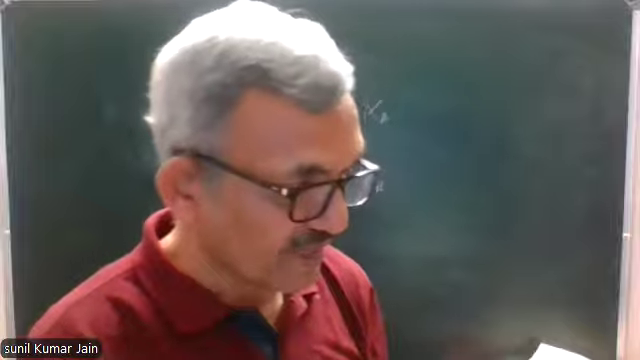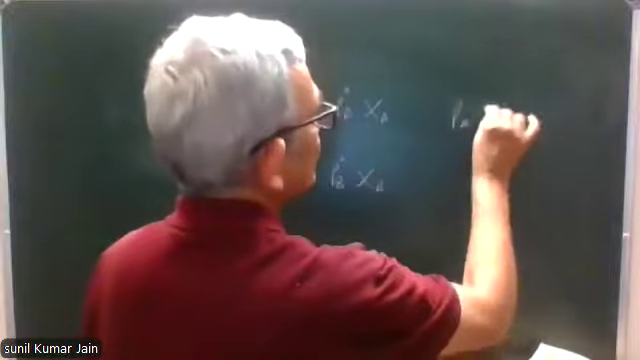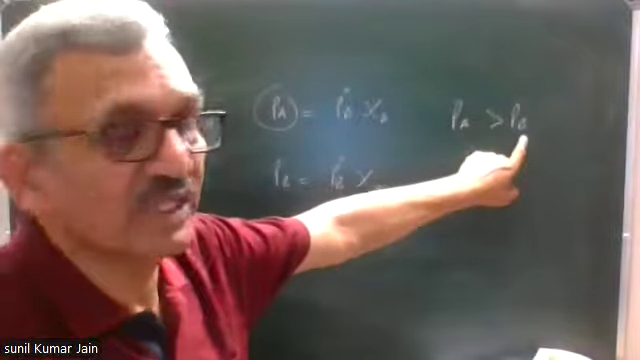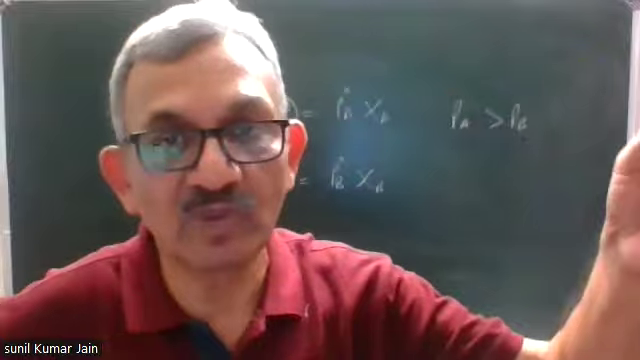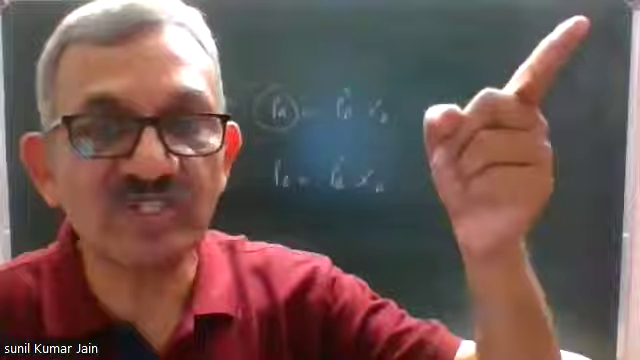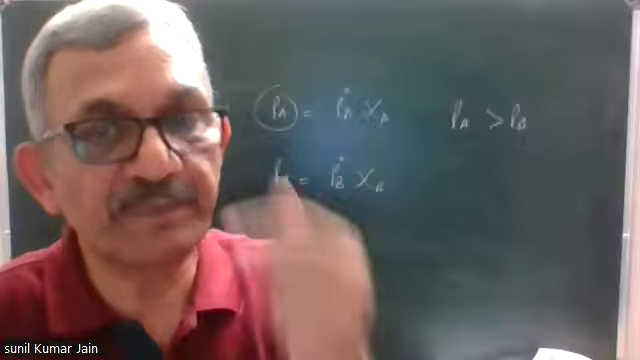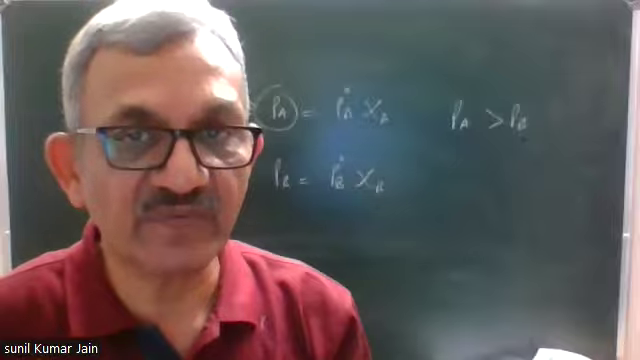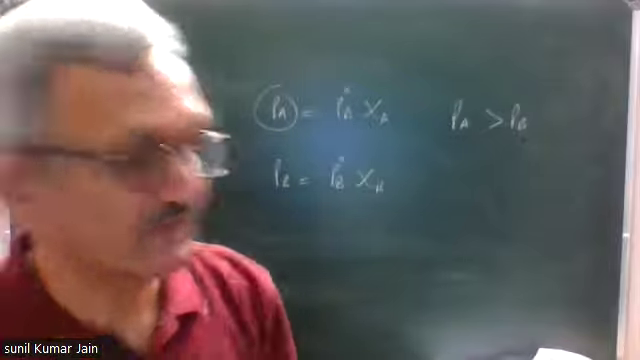Now look at the B part. P naught A is more than P naught B. It means PA will be more than PB. What does it mean? It means vapors of A formed will be more than B. Due to this, composition of A in the vapor state will be more than B, while composition of B in the liquid state will be more than A, right? A left in the liquid state will be less, B left in the liquid state will be more. That's the meaning of relative composition.